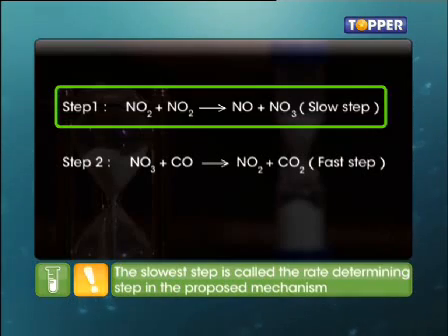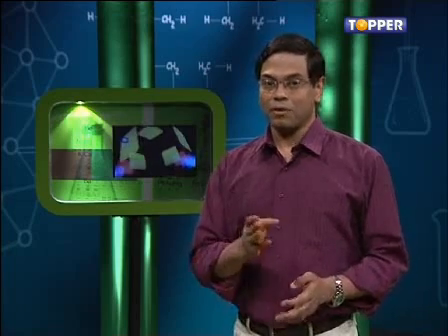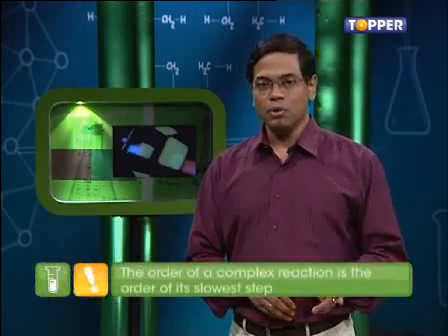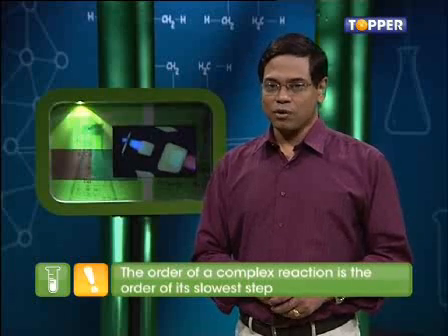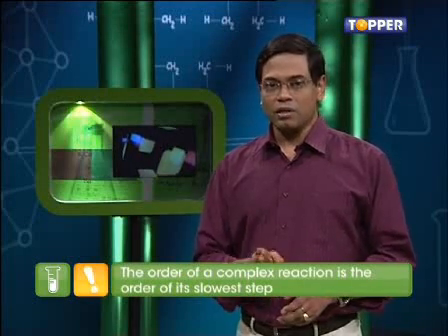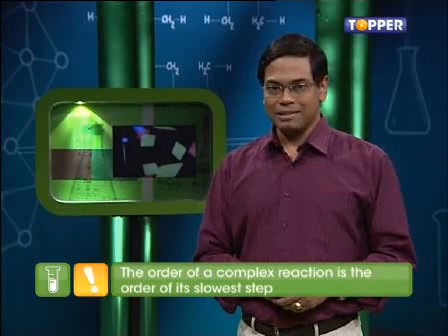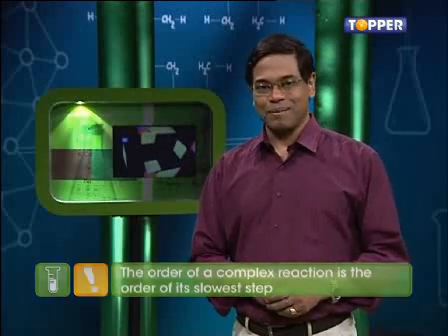I am sure you can also now deduce why carbon monoxide does not appear in the rate law, and that is because it is not part of the slowest step. Thus, the overall rate law is the rate law for the rate determining step or the slowest step. Such a reaction, which takes place through a sequence of 2 or more consecutive steps, is called a complex reaction. The order for a complex reaction is the order of the slowest step. Remember this just in case it comes in your exams.